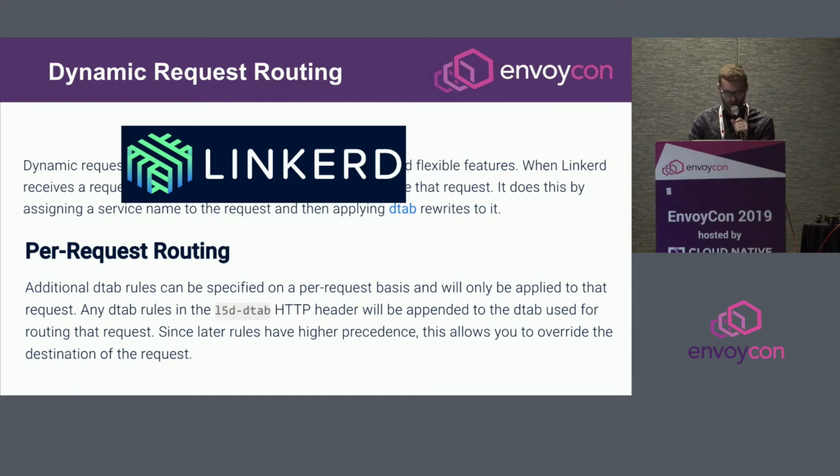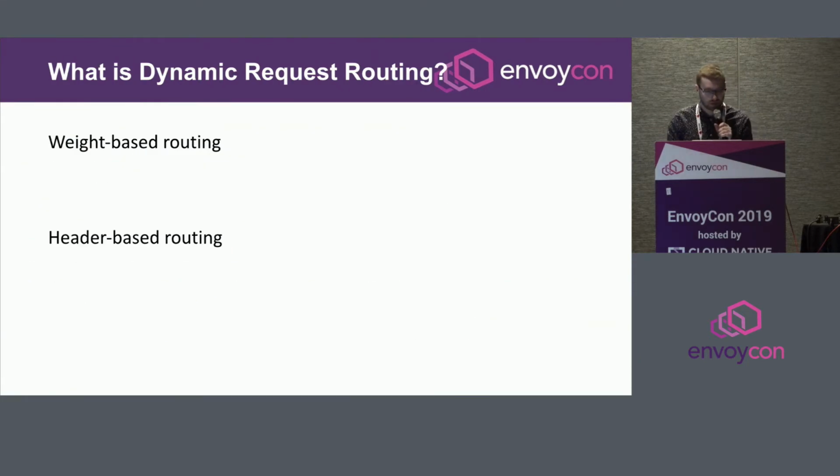Anybody know where Service Mesh Con is? All right, so neither Envoy nor Linkerd 2 have DTABs, but a lot of this work was heavily influenced by Finagle and Linkerd. So actually, what is dynamic request routing?